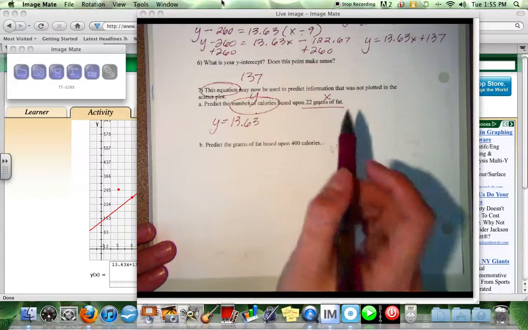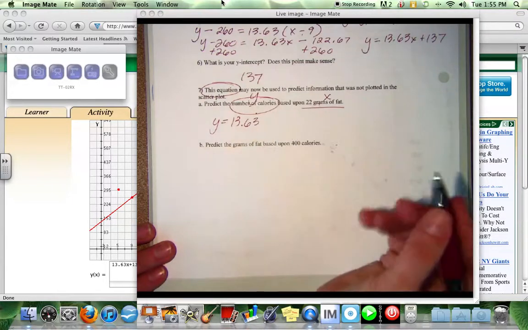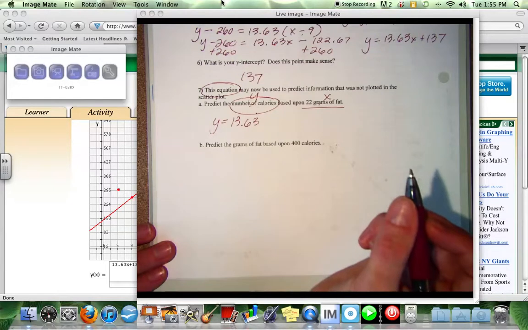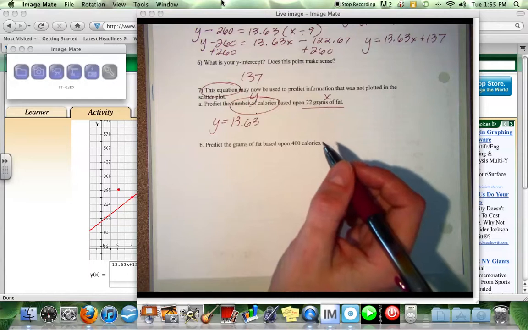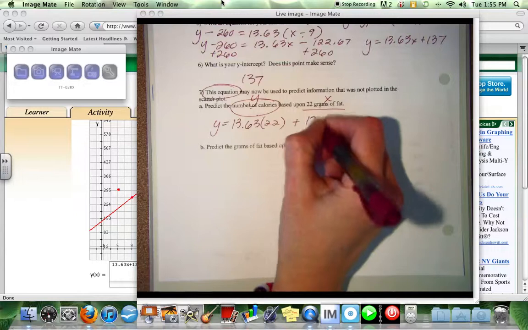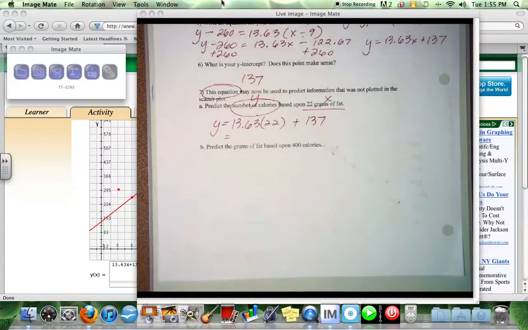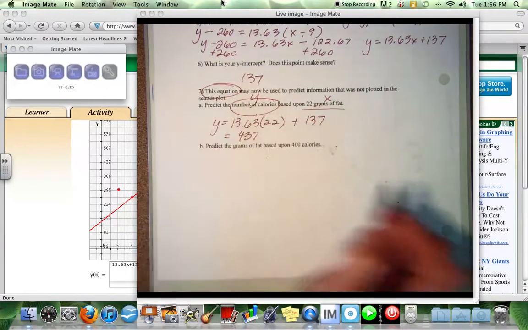Y equals 13.63x plus 137. I thought I was putting something in place of the X. The 22. Oh, okay, so you just times them. 13.63 times 22 plus 137. So I've substituted the 22 in for the X. So what does that give me? 436.8. All right, I'll round it up to 437.